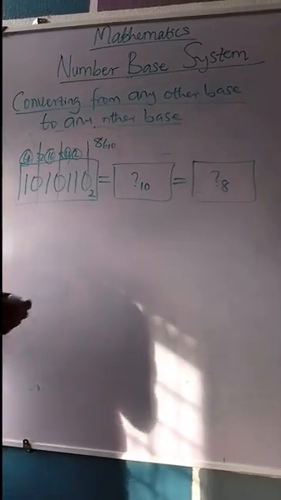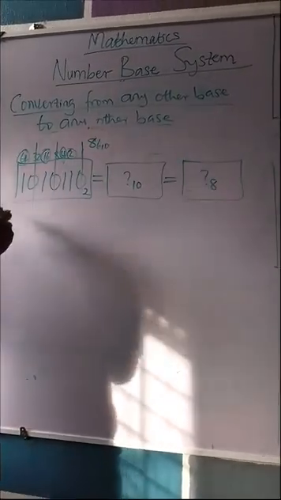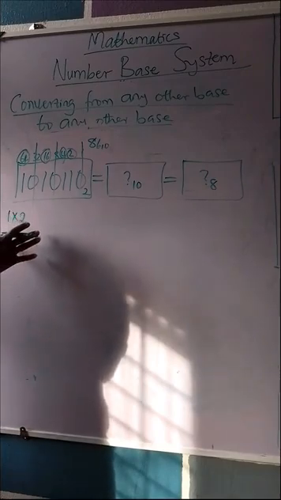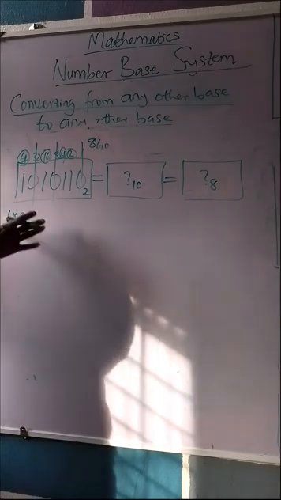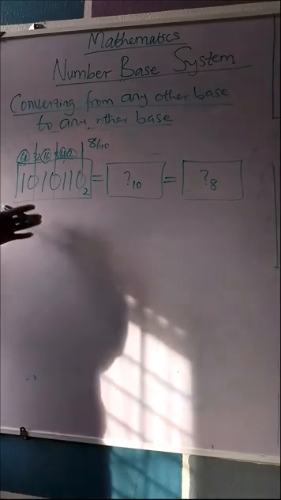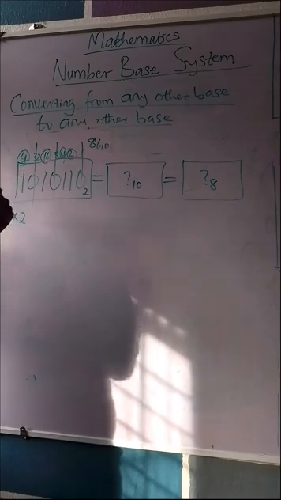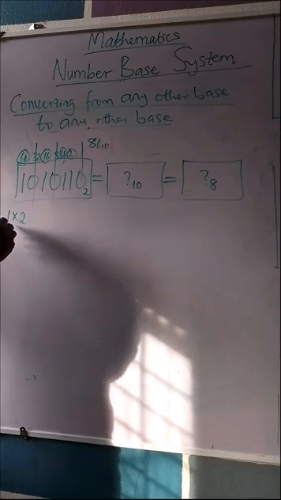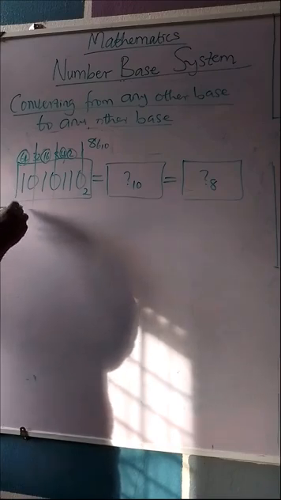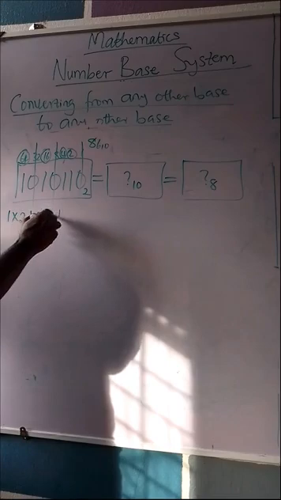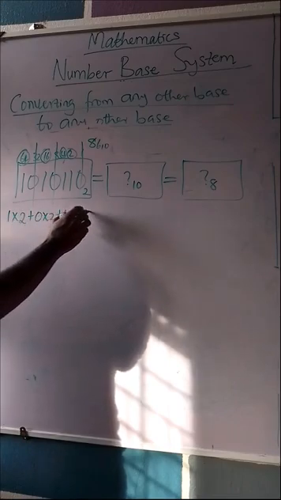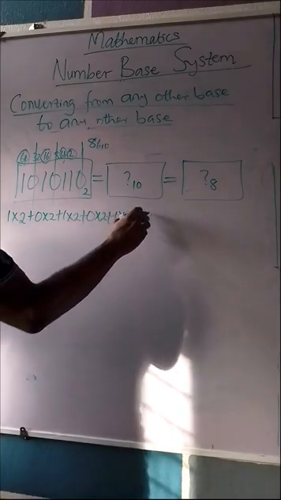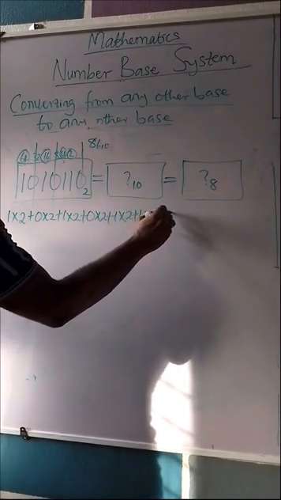But let us use the other method to see whether it will give us this. This is the recognized method, please. If you're writing any exam, use this method. But this one is faster in terms of objective. It is theory, it is the recognized method. So this is 1 times the base plus 0 times the base plus 1 times the base plus 0 times the base plus 1 times the base plus 1 times the base plus 0 times the base.